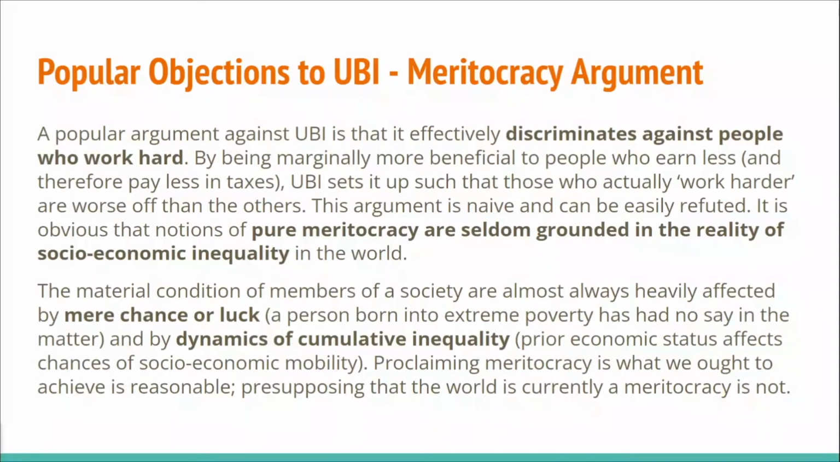A very popular objection to UBI is the meritocracy argument. It argues that basically UBI discriminates against people who work hard. This is because UBI is partially more beneficial to people who earn less and therefore pay less in taxes. UBI sets it up such that people who actually work harder are worse off than the others. This argument is kind of naive and can be easily refuted.